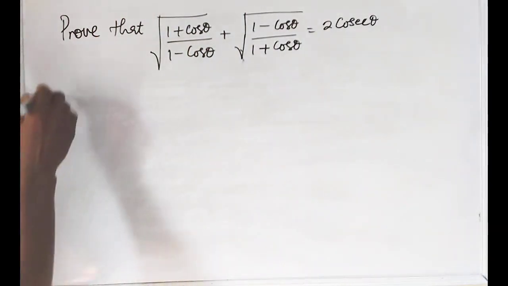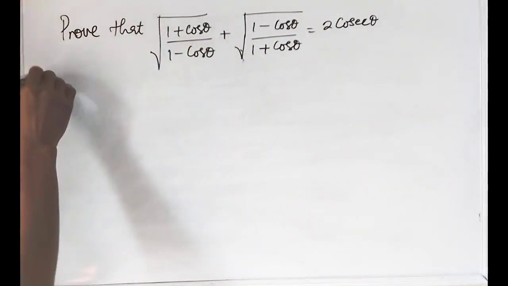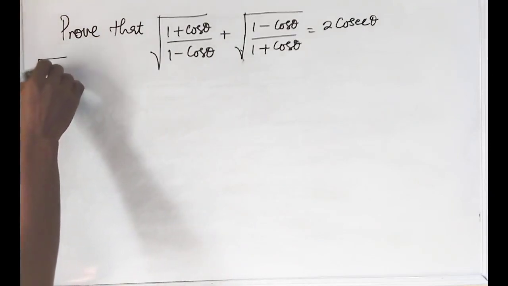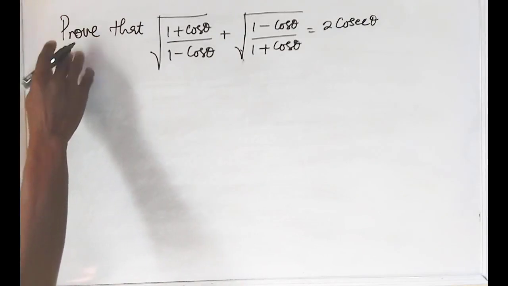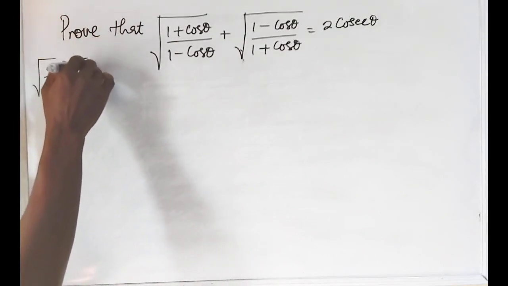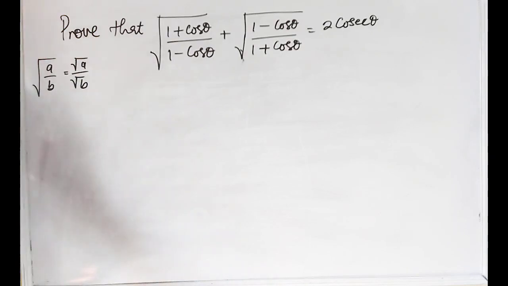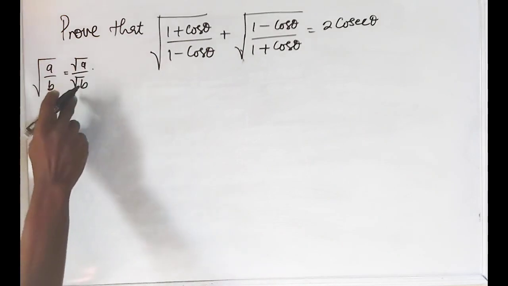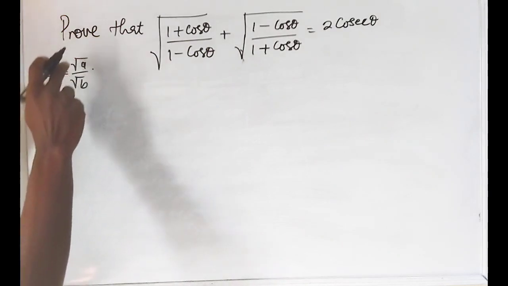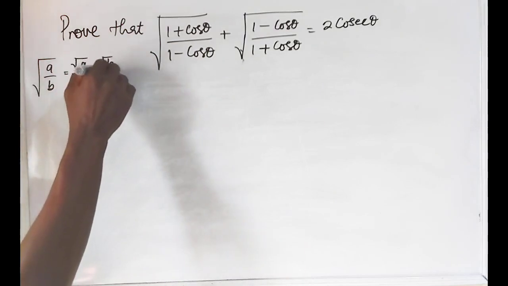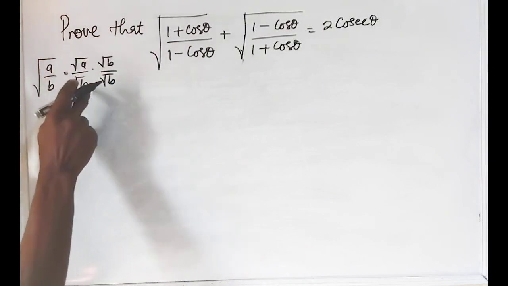Take note that according to the rule of surds, the square root of a over b is the same thing as the square root of a over the square root of b. In this case, we can rationalize by multiplying both the numerator and the denominator by the denominator.